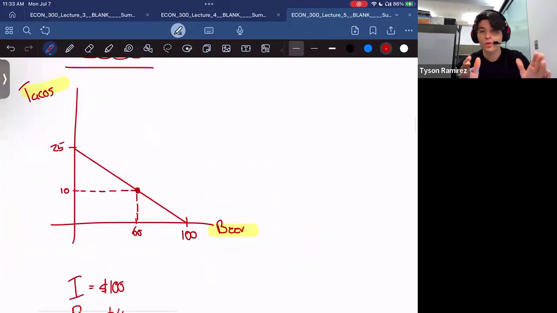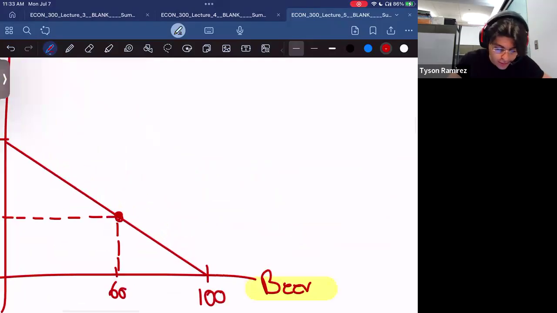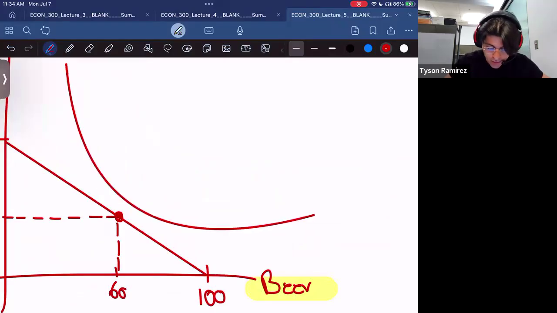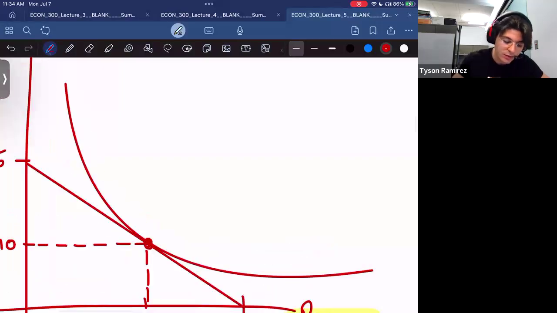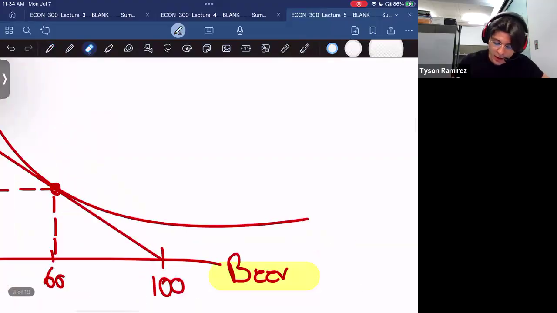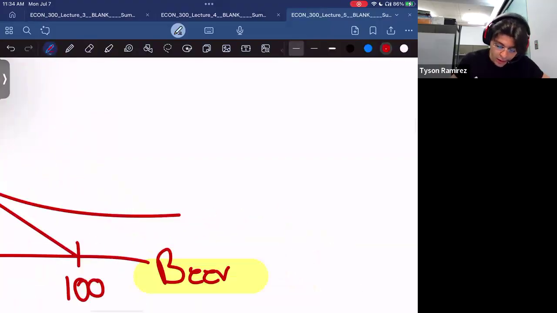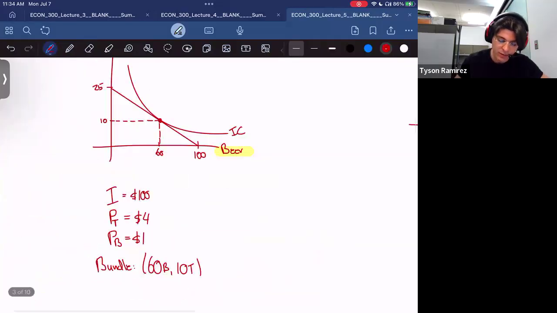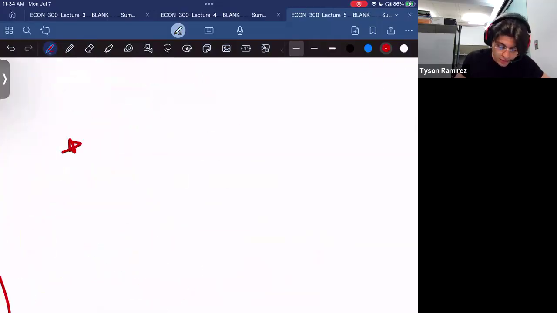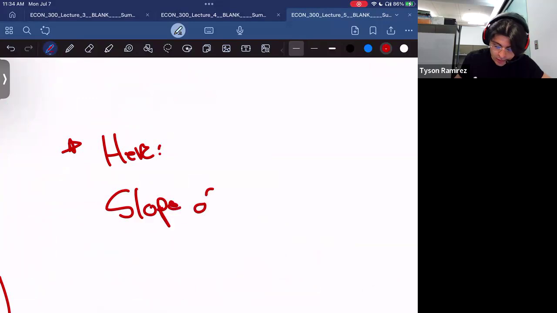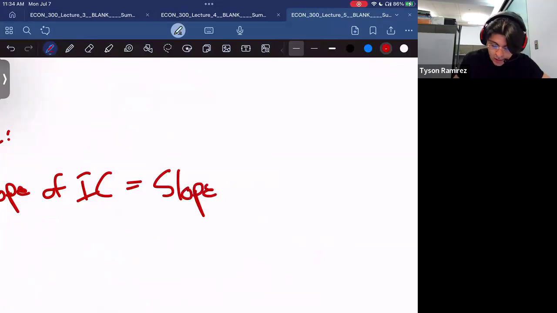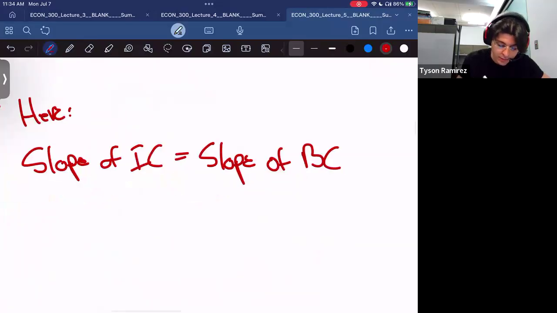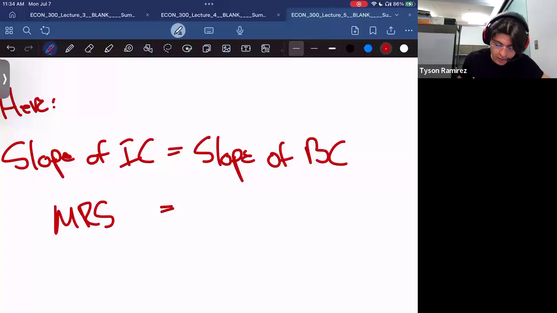Of course. So if this is what he purchased, then whatever his preferences are, he's going to have an indifference curve that's tangent to the budget line at this point. So his indifference curve, and then we know that here, the slope of the IC is equal to the slope of the budget constraint, the budget line. In other words, the MRS is equal to the price ratio.